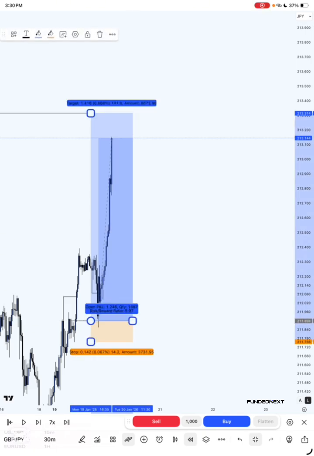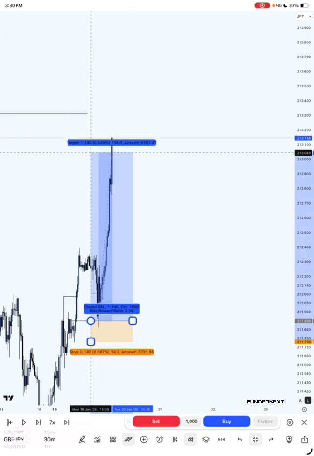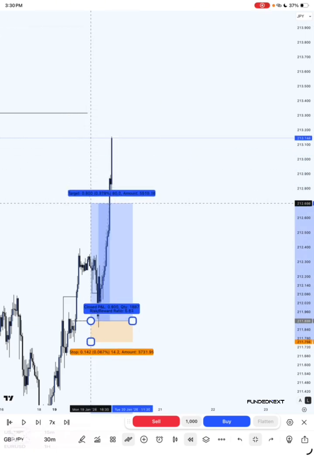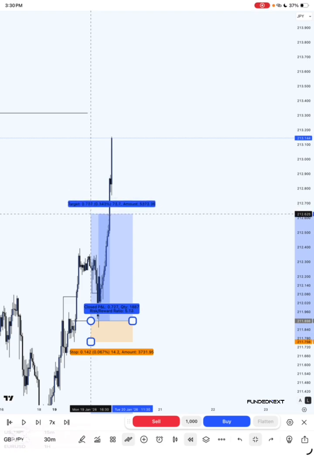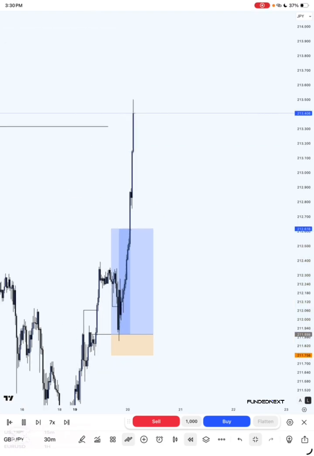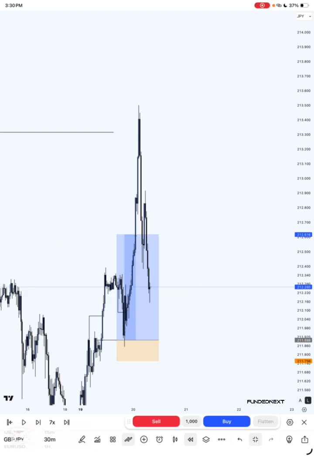But I personally, as always, did close out my trade at the 1 to 5. But then price eventually delivered price into this buy side liquidity.